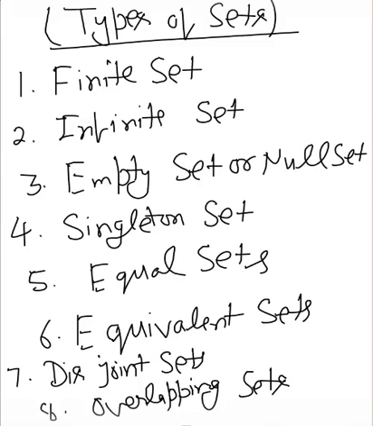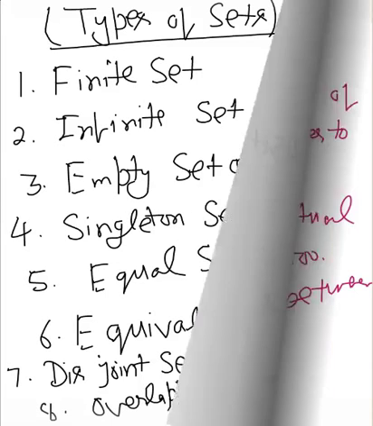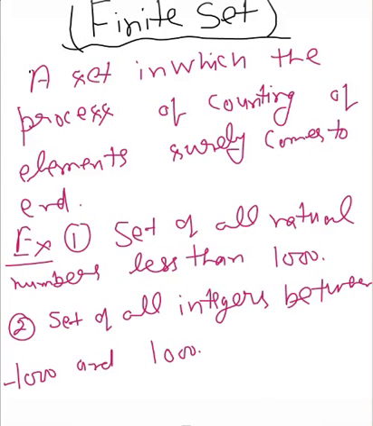One is finite set, infinite set, empty set or null set. The fourth one is singleton set, then equal sets, equivalent sets, disjoint sets, and overlapping sets. So we'll see each and every one in detail one by one. So let's pick up the first one, that is the finite set.